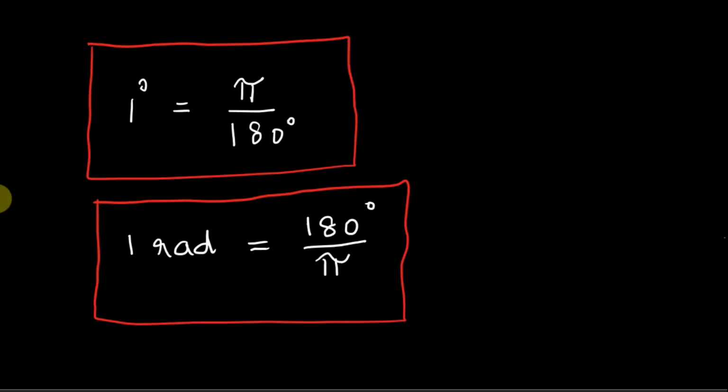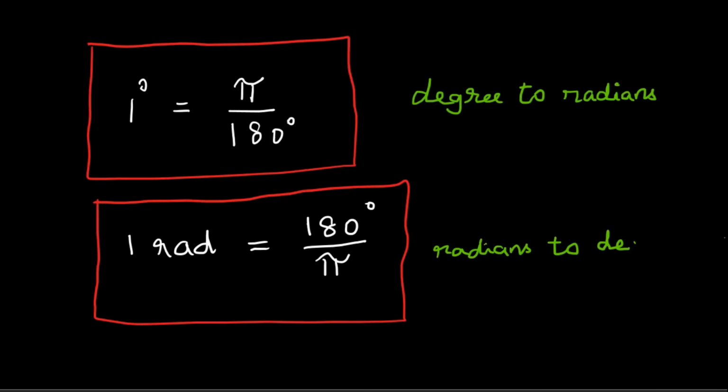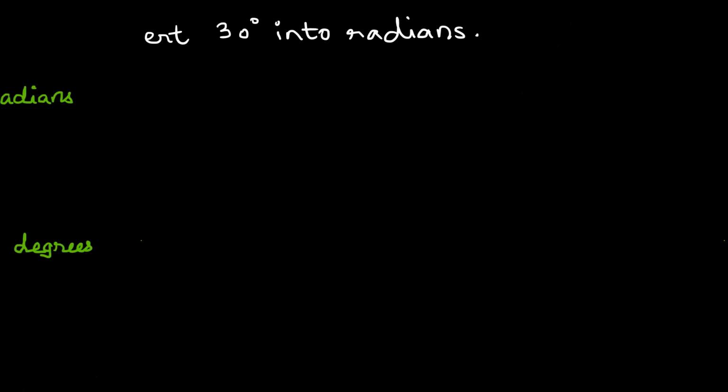The equation 1 degree equals pi divided by 180 is used to convert from degrees to radians. So if you multiply each side by the degree measure which you want to convert to radians, you will get the answer in terms of radians. Similarly, the second equation, 1 radian equals 180 divided by pi degrees, can be multiplied with a radian value that you want to convert to degrees. You will get the equivalent degree value. Next we are going to see a few examples of conversion from degrees to radians and radians to degrees.